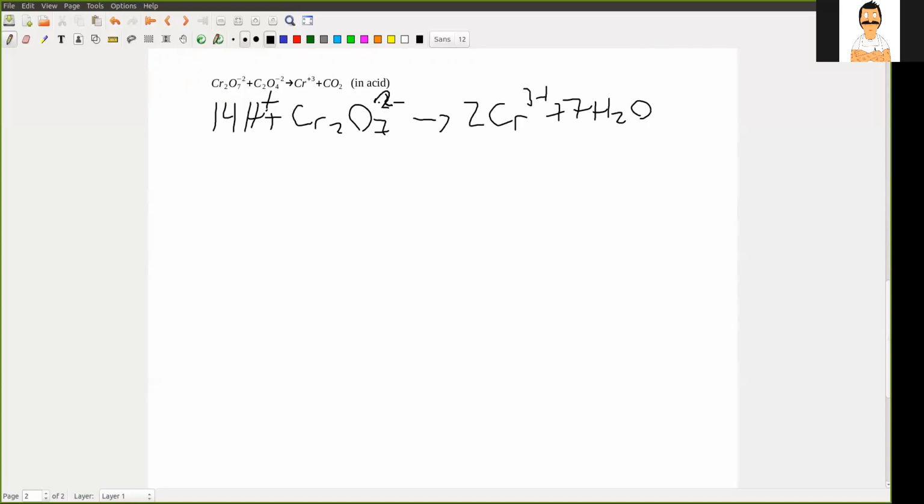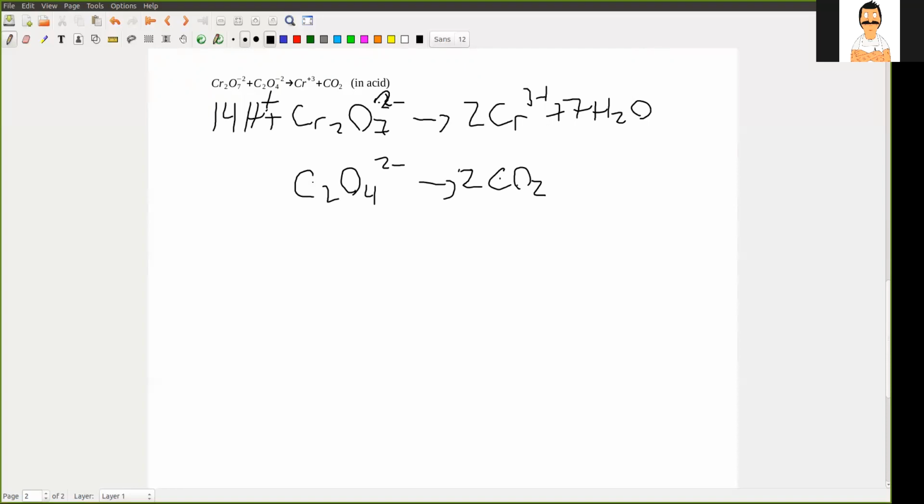So let's do the second one. So we have C2O4 2 minus goes to CO2, but there's 2 carbons on the left, so we need to balance that first. So now we have 2 carbons on the left and 2 carbons on the right.